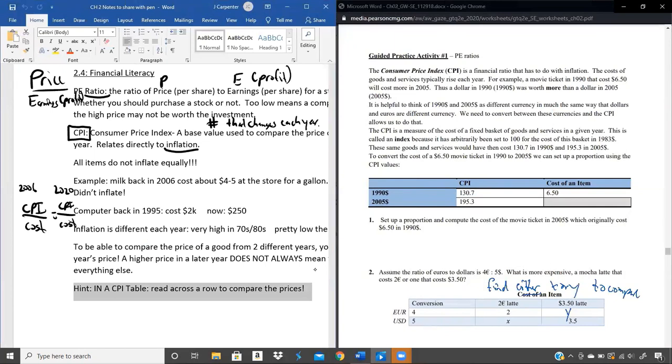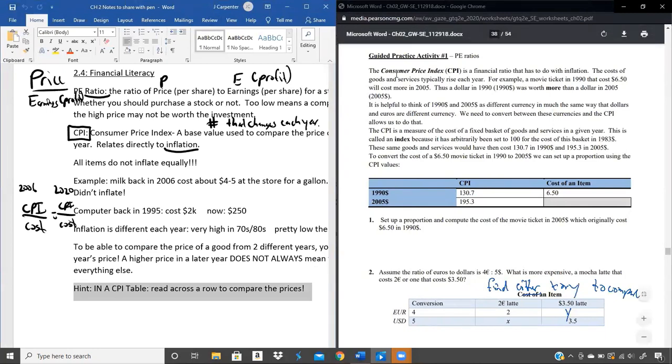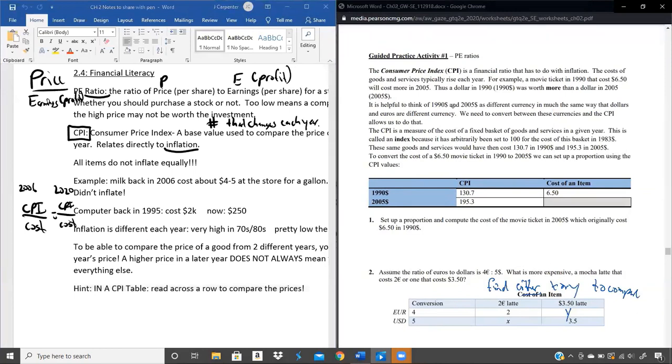Where is the more expensive latte? You could convert the American latte to euros, or you can convert the European latte to dollars. It doesn't matter technically which one you do, but since they asked for X, we will find X. That is important for the quiz coming up, which we're going to see shortly.